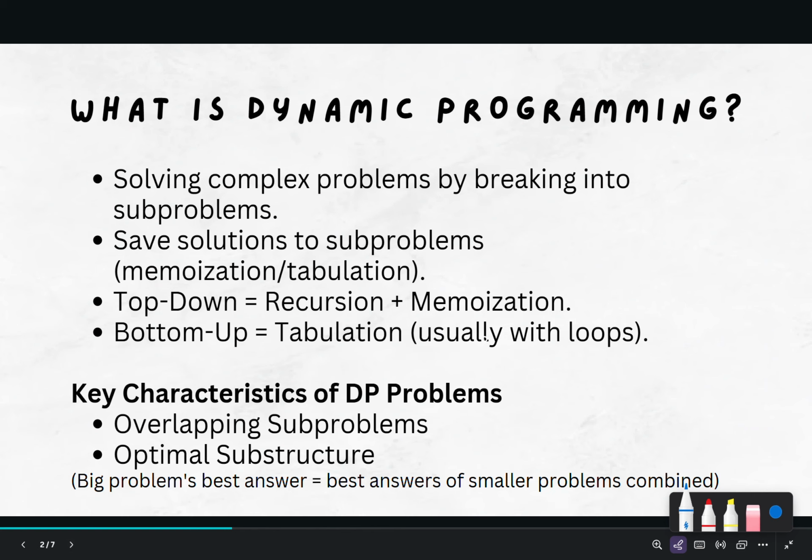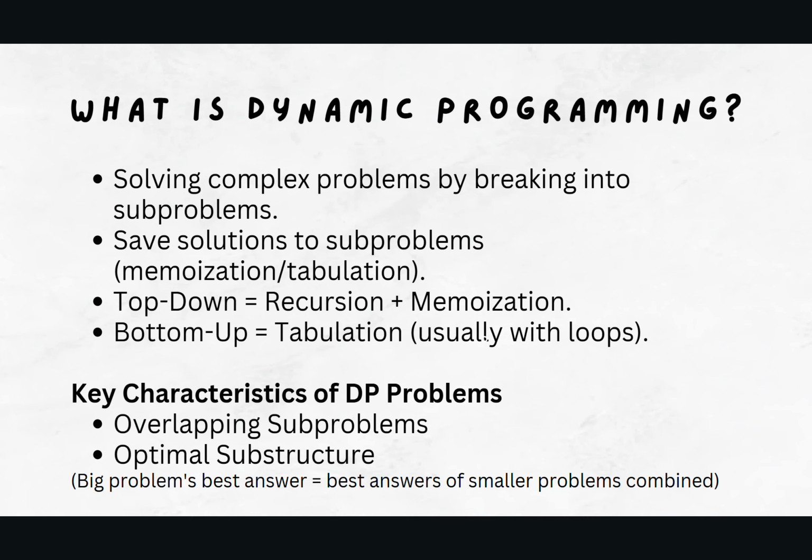Okay, so what is dynamic programming? Dynamic programming is basically solving complex problems by breaking it into smaller sub-problems. And we save the solutions to the sub-problems. And there are two approaches of solving a DP problem, which is a top to down approach or a bottom up approach. So in a top down approach, we first write the recursion solution and then we memoize it.